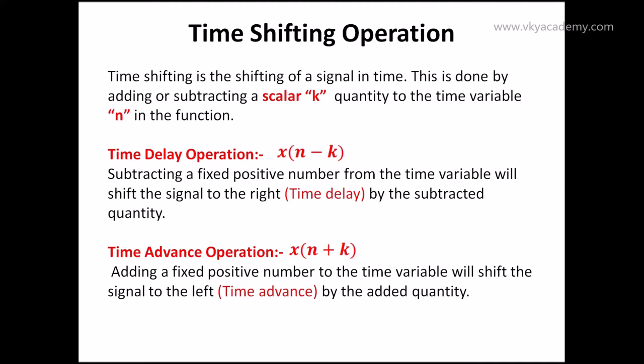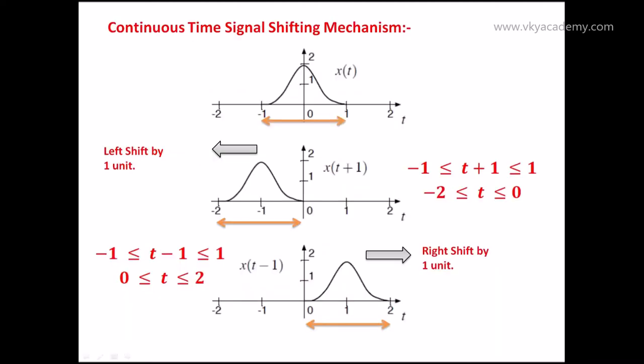Now let us understand this concept with a few examples. We have taken an example of a continuous time signal here. You can see the first figure is the original signal, where the x-axis is my time axis and the y-axis is my amplitude axis, which is x of t. This signal has an amplitude equal to 2, and it has a range from -1 to 1.